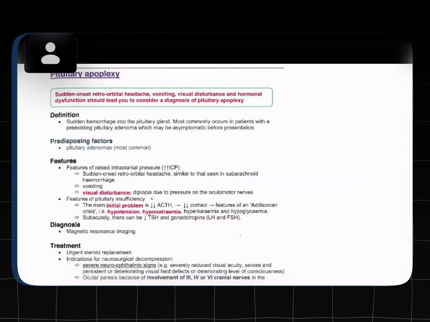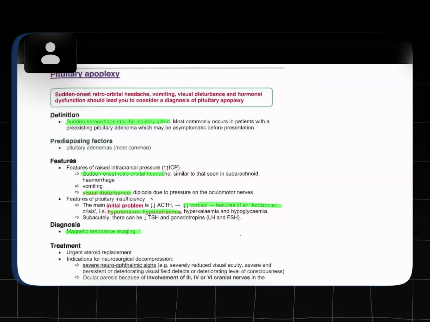What is pituitary apoplexy? It is basically sudden hemorrhage in the pituitary gland, and an MRCP favorite is in a postpartum patient. Severe eye pain, severe headache, loss of vision, and features of hyponatremia, hypoglycemia. What is happening? The answer is always pituitary apoplexy. Remember, it's a spot diagnosis type of case. At least in the MRCP exam, there is no other diagnosis for this sort of case. So sudden onset retroorbital headache, visual disturbance, vomiting, features of hypocortisolemia and Addisonian disease, that is hypotension, hyponatremia, hypoglycemia.